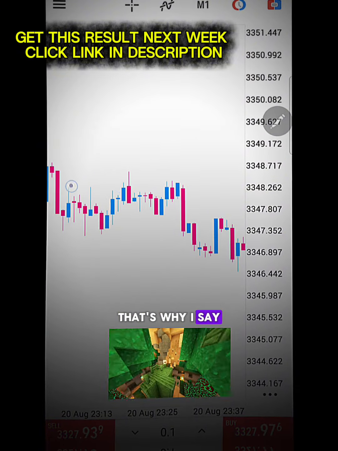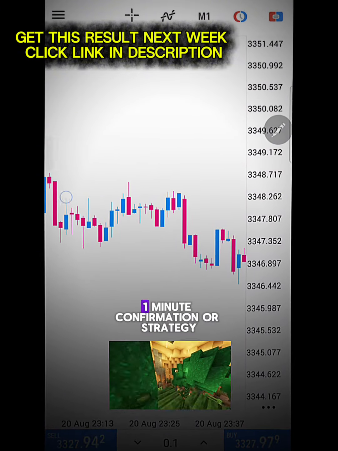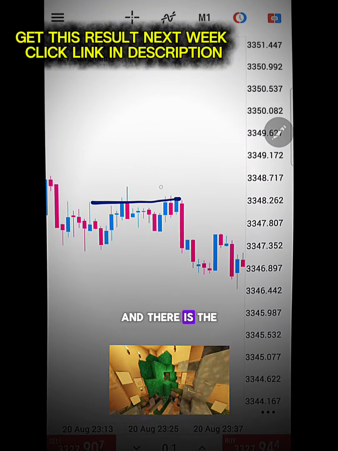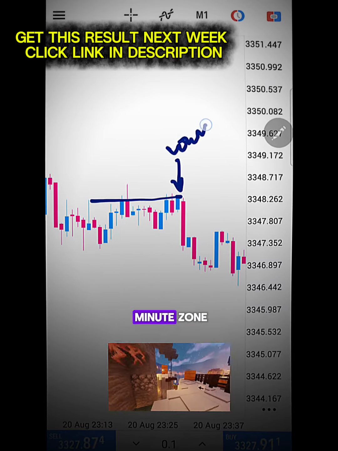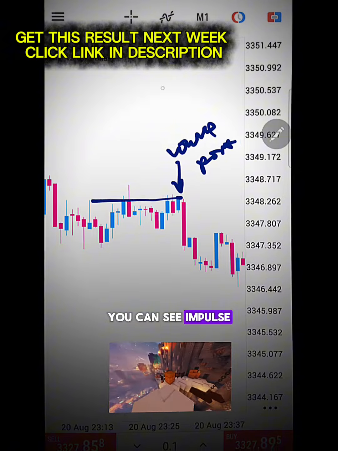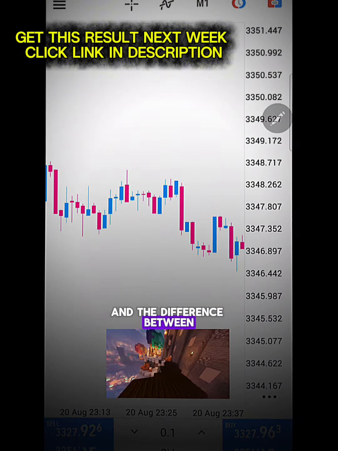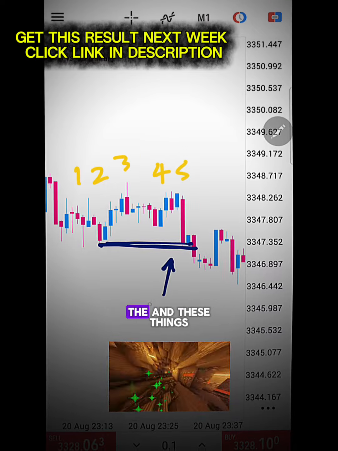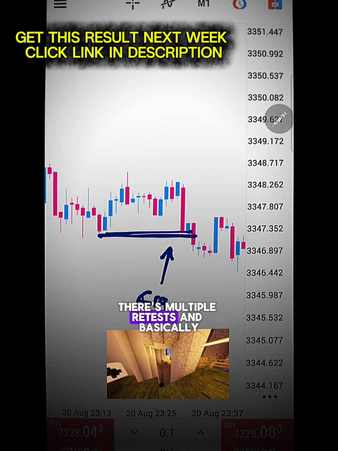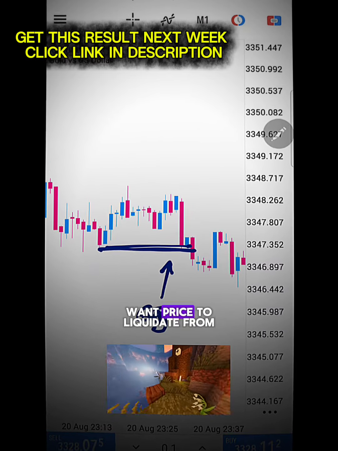That's why I say there's the scalp 1 minute confirmation or strategy, and there is the swing 1 minute confirmation. If you look at this point, this is the 1 minute zone. You can see impulse is coming from this point, and the difference between this one and the other one is that there are multiple retests at this point. You can see where this thing is coming from. There are multiple retests, and basically that's the point you want price to liquidate from.